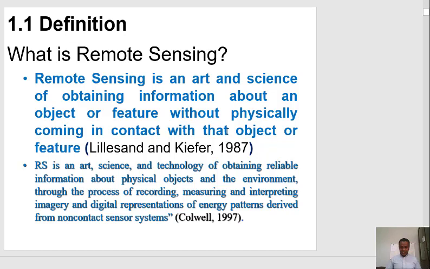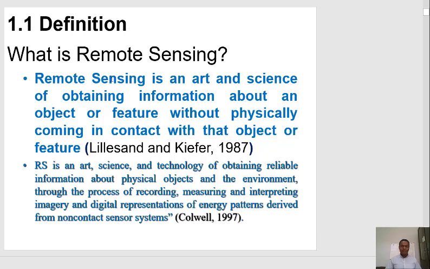In this definition, there are very important words. It's an art as well as a science, so it incorporates the issue of art and the issue of science. We call it science because remote sensing is based on mathematics, based on physics, especially based on radiation principles, based on electromagnetic principles. Another keyword in this definition is that it's all about obtaining information.